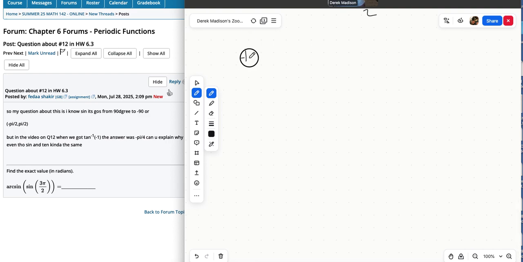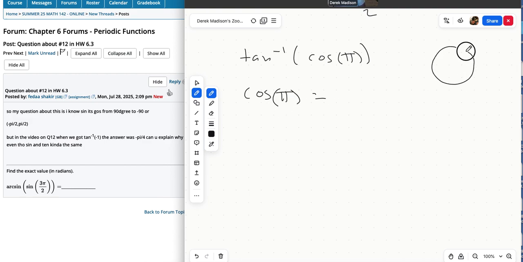For the one in the notes, let's see, I have that one written out here. It was arctangent of cosine of pi. So same plan, we figure out what cosine of pi is. And pi is right there, right? That's that semicircle. And so for this one, x is -1 and y is 0. And for cosine, it's the x value, right? For sine, we're looking at y. For cosine on the unit circle, it's the x. And so that would be -1 again.